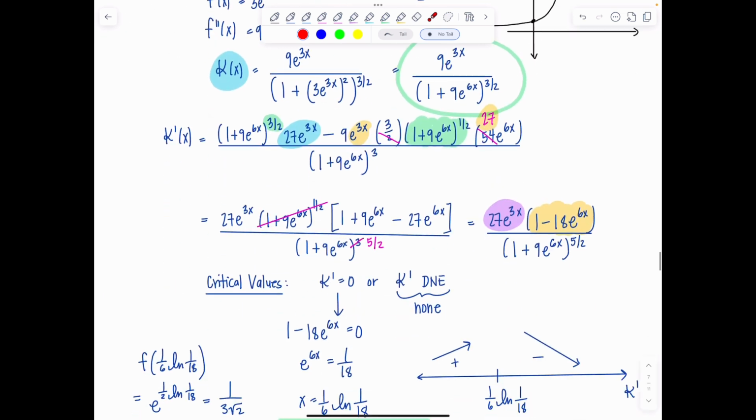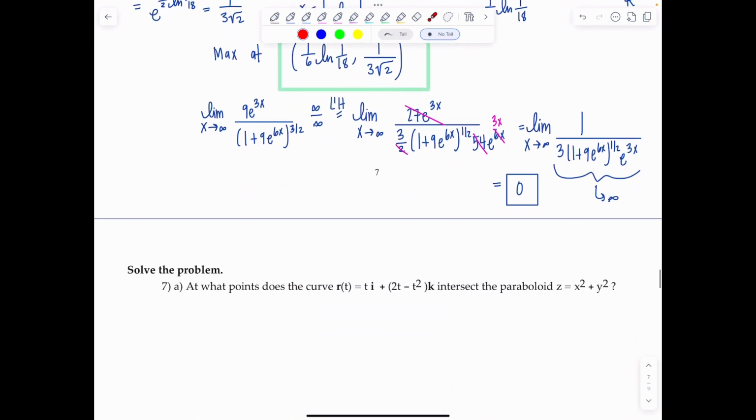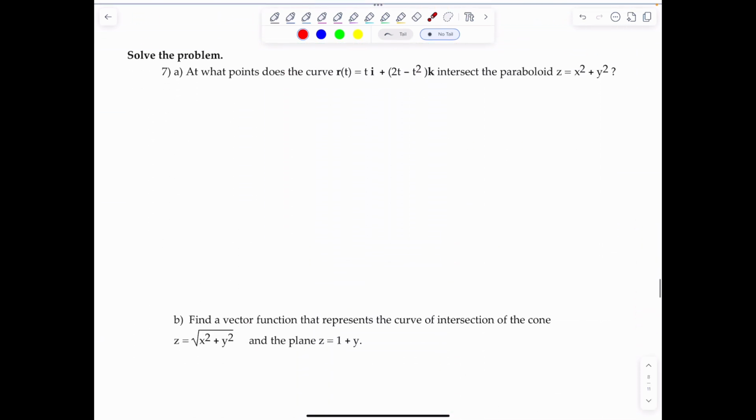Okay, this was definitely the trickiest problem for most people. Next, 7. Actually, they messed up 7 a lot too. 7 is so important for later in the semester. So if you need help, make sure you get these ideas down. If you need an extra video on this topic, like the chapter 7 entails, let me know. So at what points does the curve intersect the paraboloid?